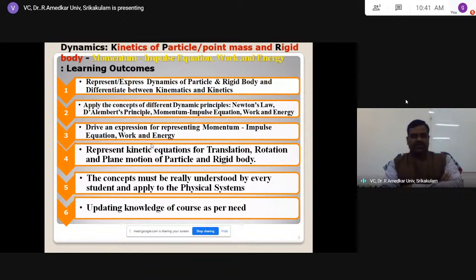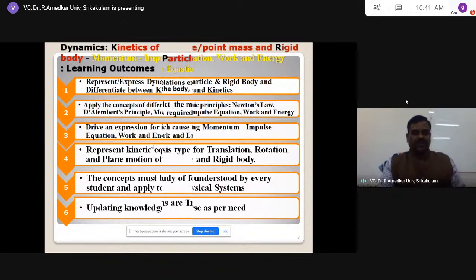The concepts must and should be understood by every student, because if you want to deal with physical systems which are more complicated and cumbersome, consisting of a number of loads, where the system is complex in nature and a lot of complexities are involved, to solve such a problem you should have the fundamentals understood without any ambiguity, and update your knowledge by other methods, by other applications, etc. These are the learning outcomes every student will get from today's class.